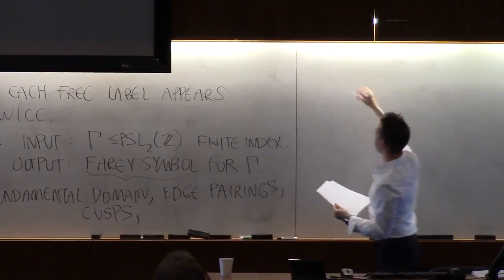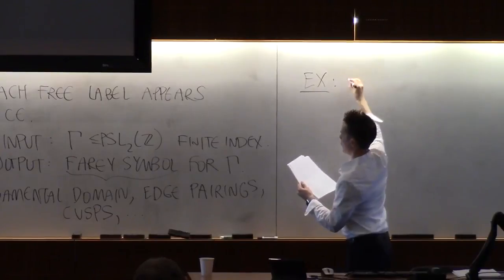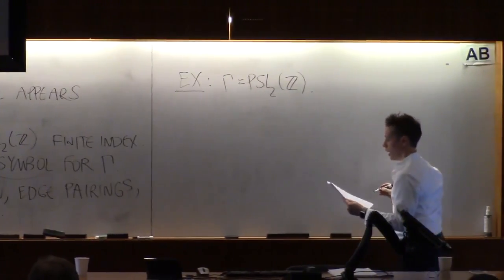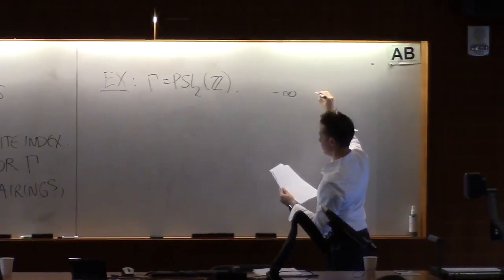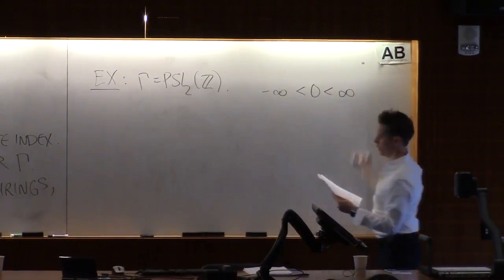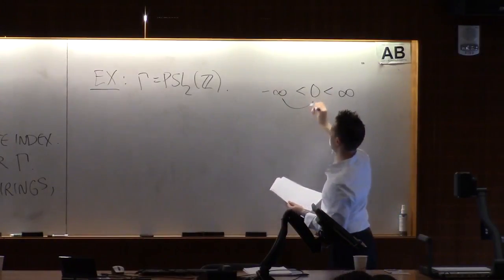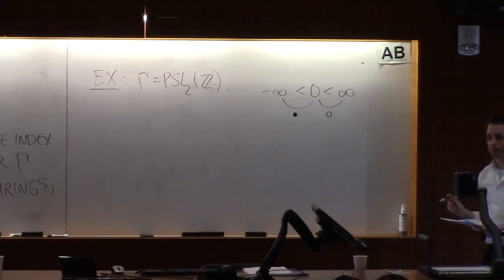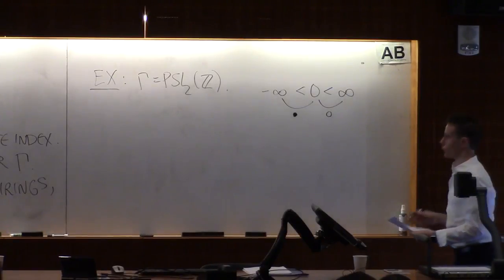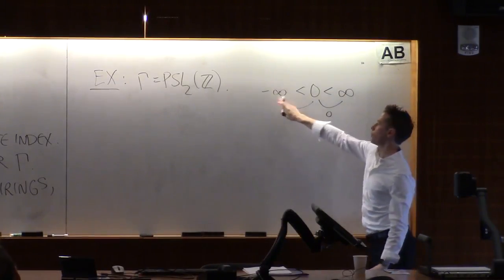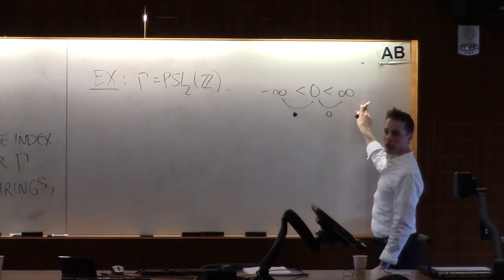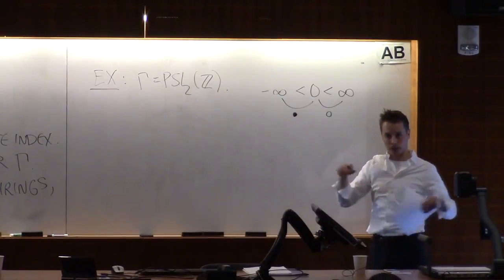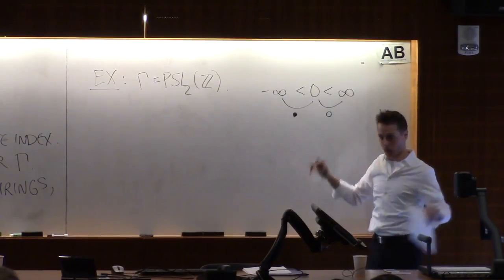Maybe for fun, I'll tell you what the Farey symbol is for gamma as PSL2Z. And then we'll be done. It's minus infinity is less than 0 is less than infinity. And along this edge, there's a black dot. For this one, there's a white dot. This is supposed to tell you, for example, that the cusps minus infinity and 0 and infinity are identified. So the rational numbers that appear are the cusps up to the pairings that are there. So there's only one cusp.